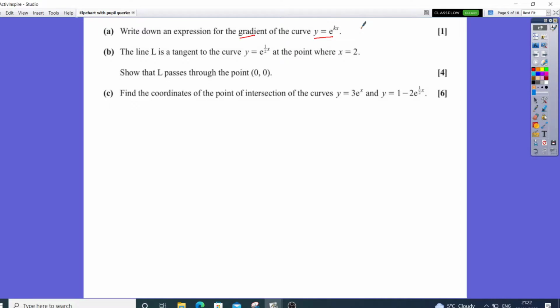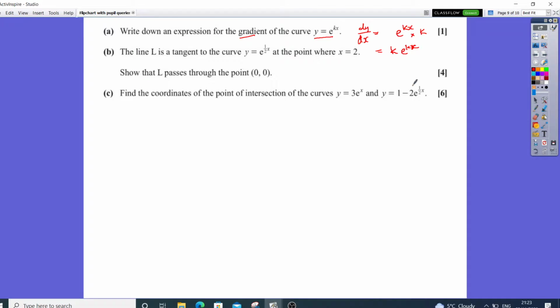So when we do dy/dx, this stays the same. An exponential function has the same gradient as its function. However, you also got to differentiate this power. The differential of this power is k, and then you got to multiply that by k. So an expression for the gradient will be k times e to the power kx.